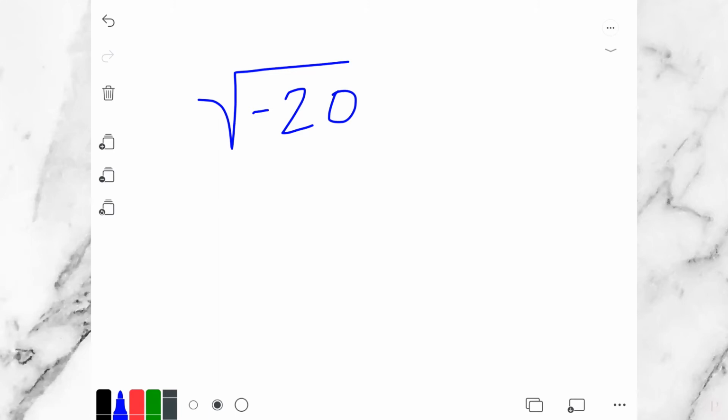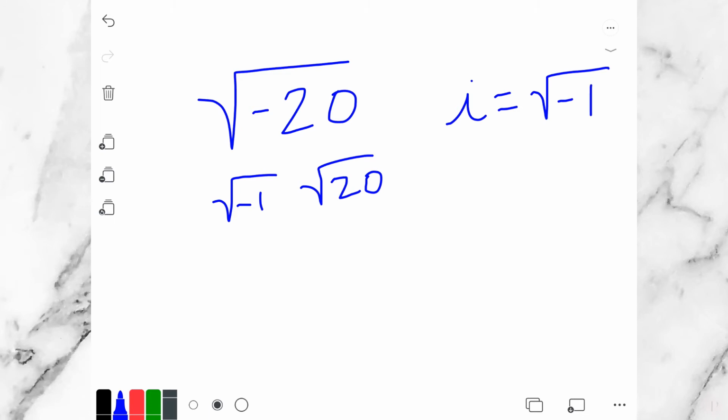Same idea. Remember, i equals what? Right, I thought I heard it. Negative square root of negative 1. All right, so we're going to rewrite this like this. So the square root of negative 1 is your i.